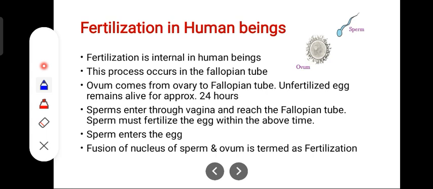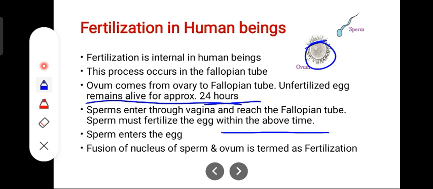So here the process of fertilization I have shown you once again children. Fertilization is internal in human being. It takes place in the female reproductive system and it takes place in the fallopian tube and the unfertilized egg remains alive for approximately 24 hours. एग का लाइफ स्पैन कितना होता है बच्चों, 24 hours. ओके, सो द स्पर्म्स एंटर्स थ्रू द वाजाइना एंड रीचेस द fallopian tube and sperm must fertilize the egg within the above time. 24 hour के अंदर अगर स्पर्म एग को फर्टिलाइज कर देता है तो ठीक है, अदरवाइज द एग विल डाई.